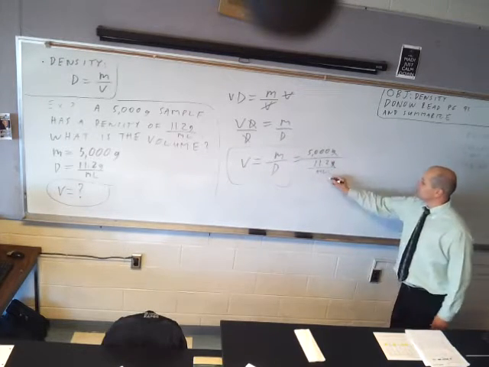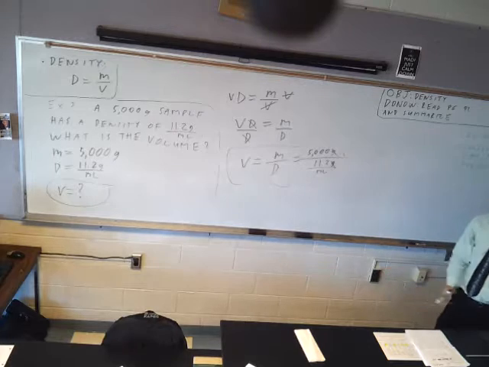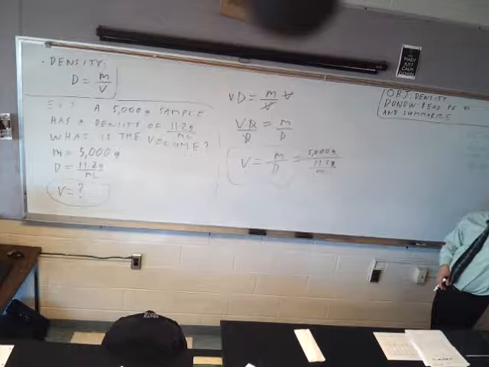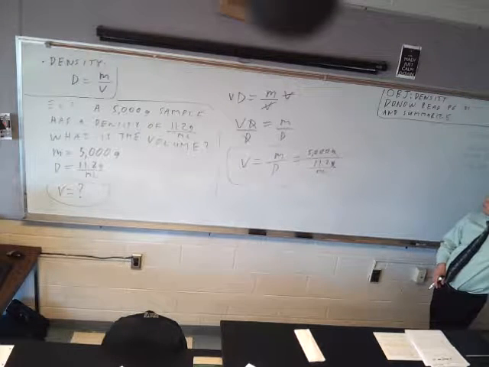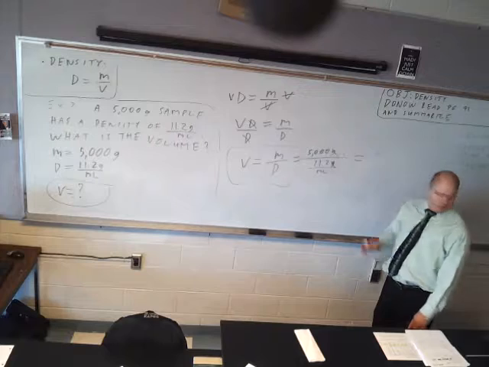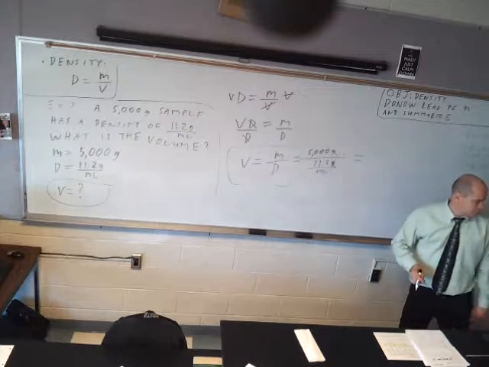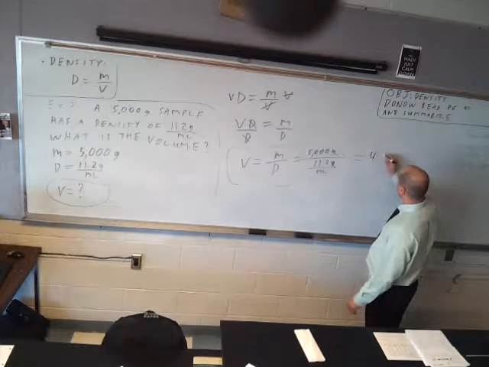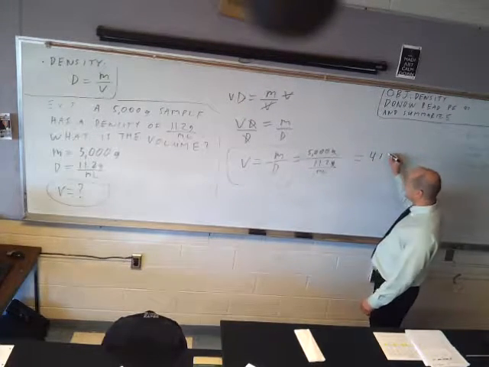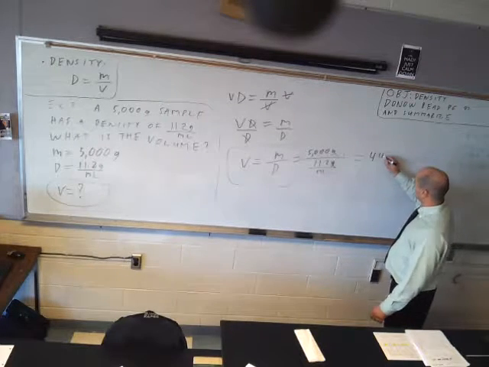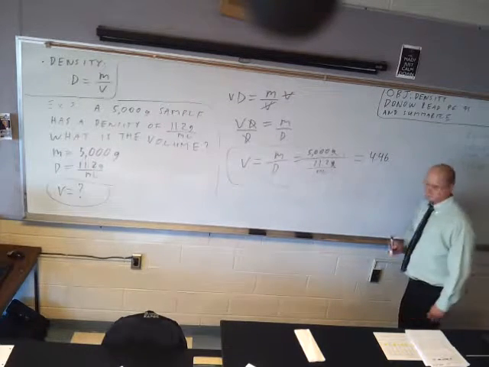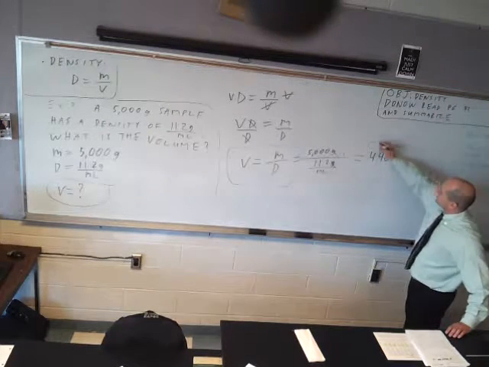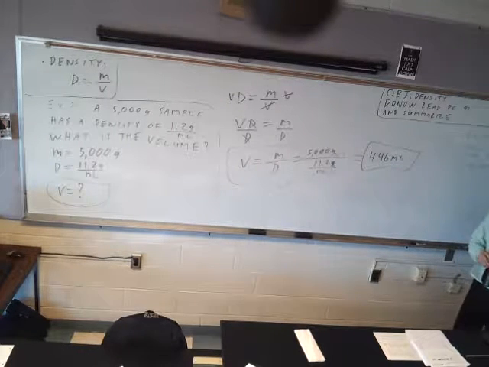Grams cancels. This milliliter is just going to go on top. 5,000 divided by 11.2. It's got to be a little less than 500, right? About 450 something. 4.16? Yeah, I got 446. Wait, what'd you get? 446. Yeah, point and a lot of. Yeah, we don't care. Close enough. Okay, 446 milliliters. There's your answer.